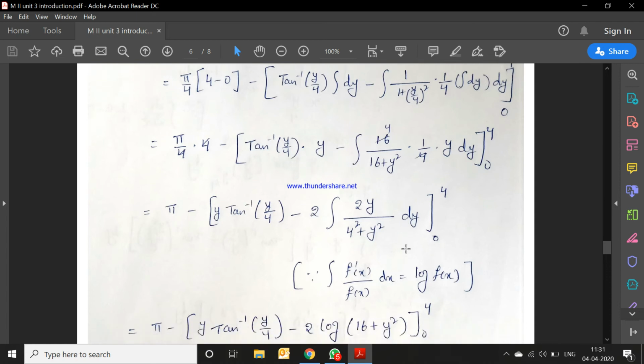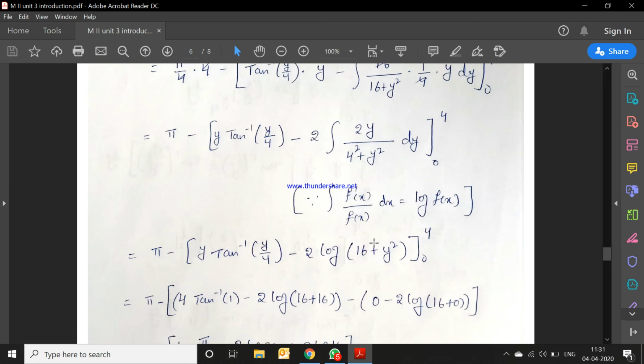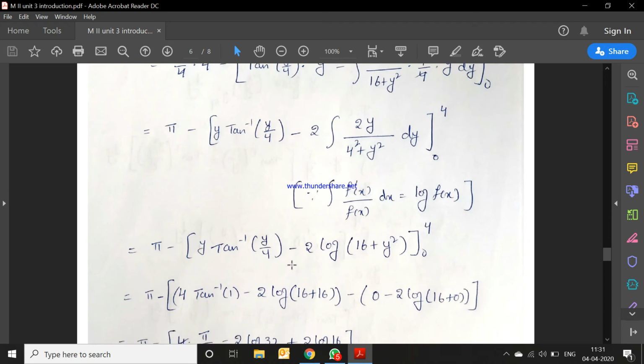Why I write like this is we have a formula integral f dash of x by f of x dx is equal to log mod f of x. So by using this formula here, 4 square plus y square derivative is 2y. So that's why we can write f dash of x by f of x formula. Then we can get the answer is y tan inverse of y by 4 minus 2 log of 16 plus y square. 4 square 16 plus y square, limits are 0 to 4.